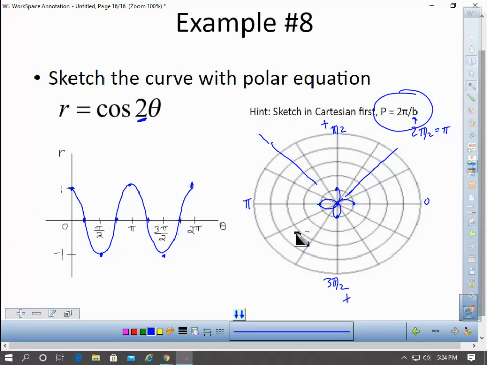And then at 5 pi over 4, I'm going to be at 0, and at 7 pi over 4 right here, I'm going to be at 0 again. So that pulls me in here to the 0 again when I'm on this one. And when I'm back to 2 pi, I'm going to be at 1. So that's going to pull me around back to here again. All right, now notice what we got. We got a 4-leaf rose.